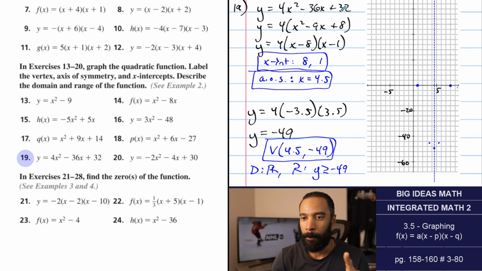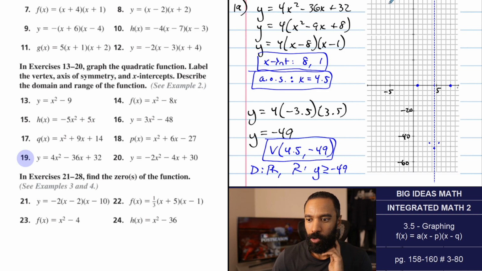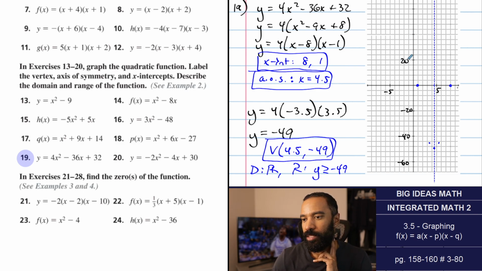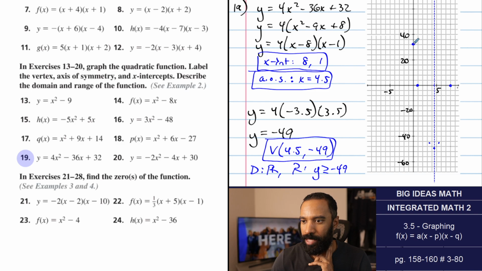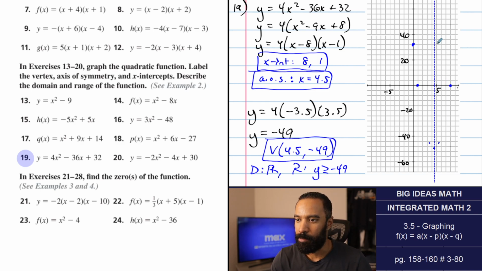By the way, our y-intercept is 32. So remember, this is 20. Wow, this goes pretty tall pretty fast, huh? This is 20, 40. So 32 is right here between 20 and 40. So it's going to hit that. That means it's also going to reflect across and hit that. So we got our y-intercept.